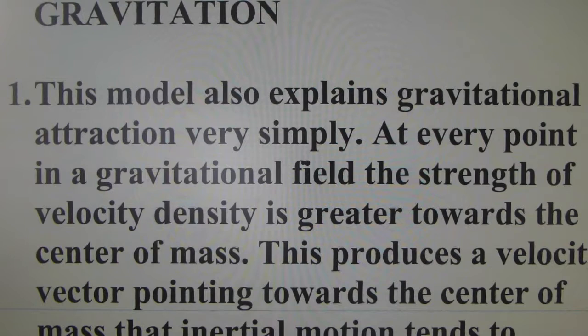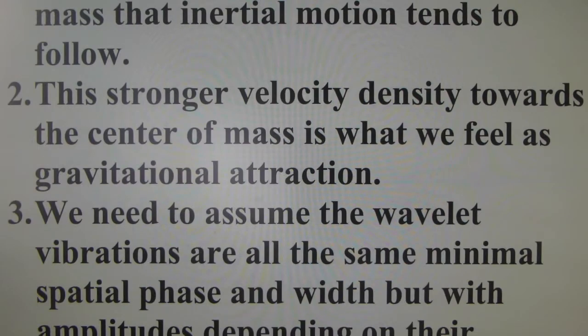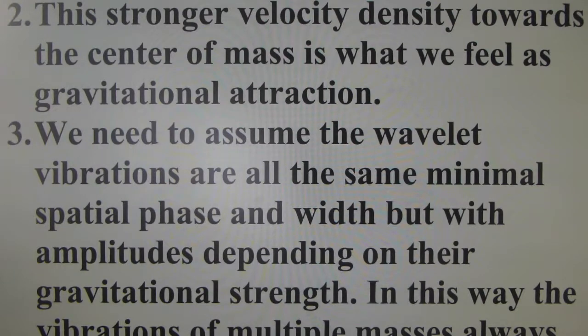Gravitation. This model also explains gravitational attraction very simply. At every point in a gravitational field, the strength of velocity density is greater towards the center of mass. This produces a velocity vector pointing towards the center of mass that inertial motion tends to follow. This stronger velocity density towards the center of mass is what we feel as gravitational attraction.